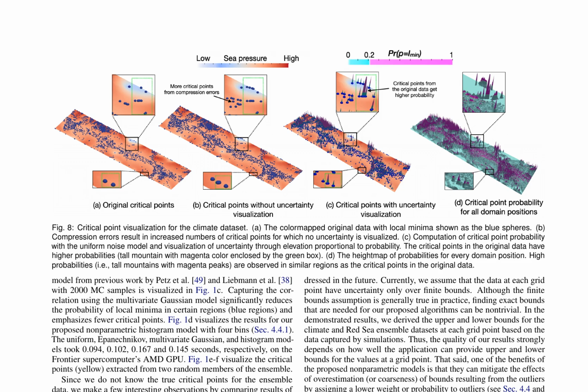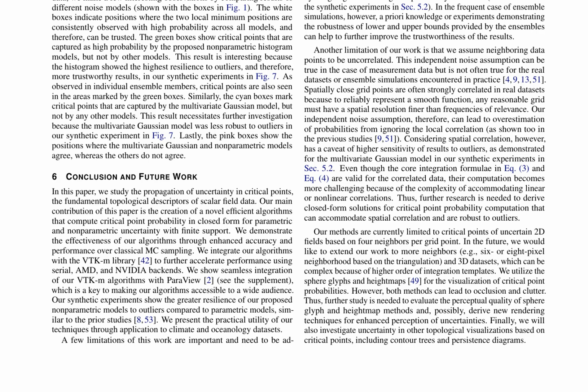The proposed nonparametric histogram model shows greater resilience to outliers compared to parametric models, as observed in synthetic experiments. The algorithm integrates with the VTK-m library to accelerate performance using serial, AMD, and NVIDIA backends. Seamless integration with ParaView is also achieved, making the algorithms accessible to a wide audience. Practical utility is shown through application to climate and oceanology datasets.